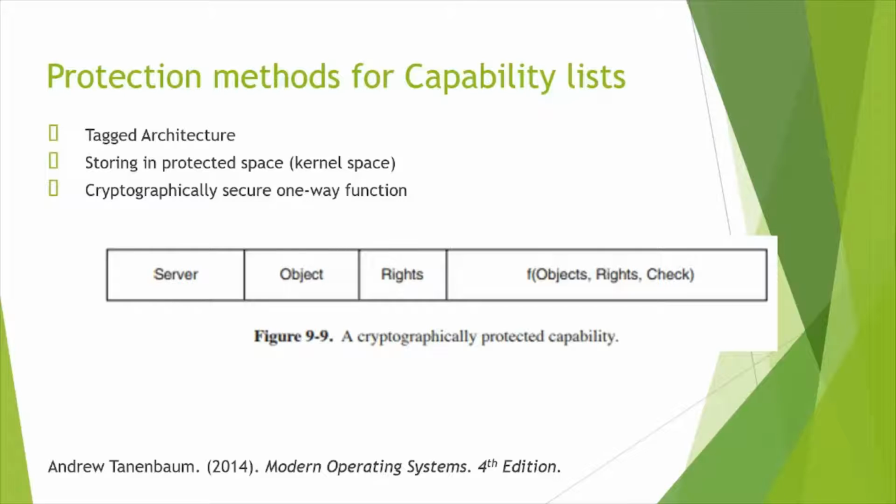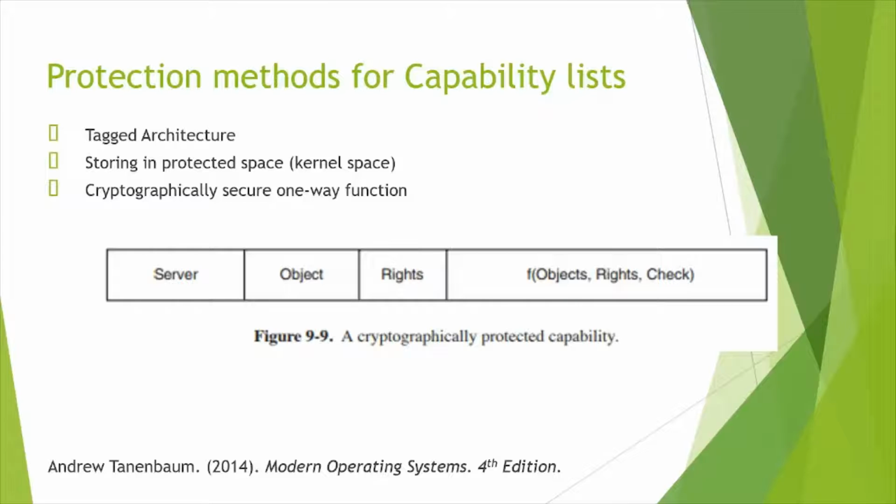So the first way mentioned in the textbook to protect against C lists is through something called tagged architecture. This would be hardware designed to have an extra tag bit, which would tell the operating system that the memory word contains a capability. And with that, it essentially creates a read-only mode for the capability to be stored.